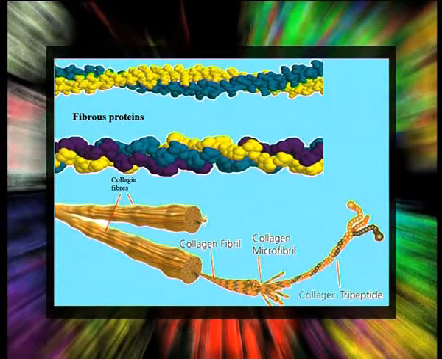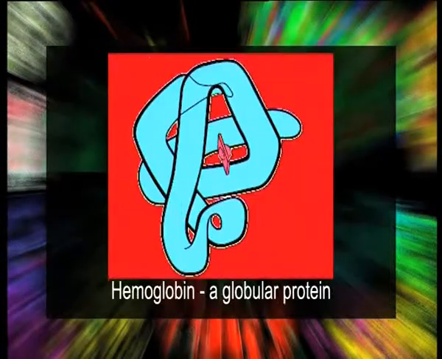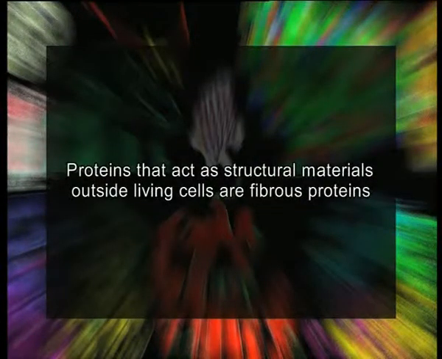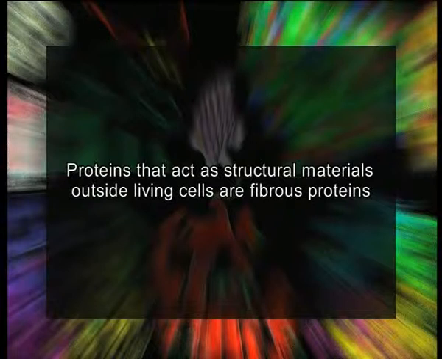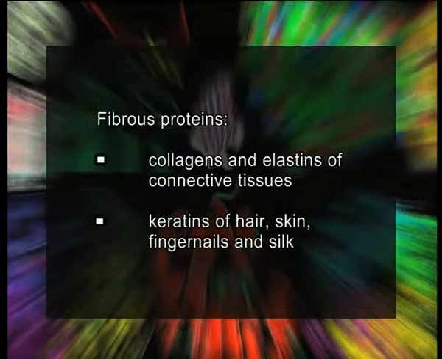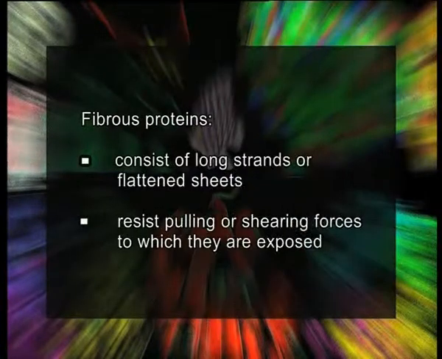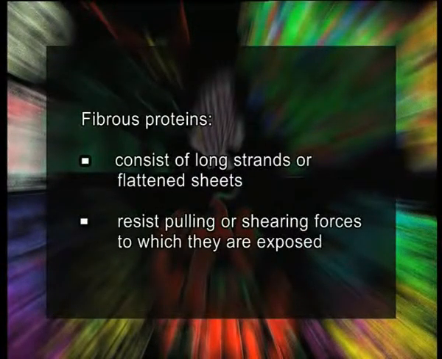Most proteins can be categorized on the basis of their overall conformations, that is, three-dimensional structures, as being either fibrous proteins, which have a highly elongated shape, or globular proteins, which have a compact shape. Most proteins that act as structural material outside living cells are fibrous proteins, such as collagen and elastin of connective tissue, keratin of hair, skin, fingernails and silk. These proteins consist of long strands of flattened sheets that resist pulling or shearing forces to which they are exposed.